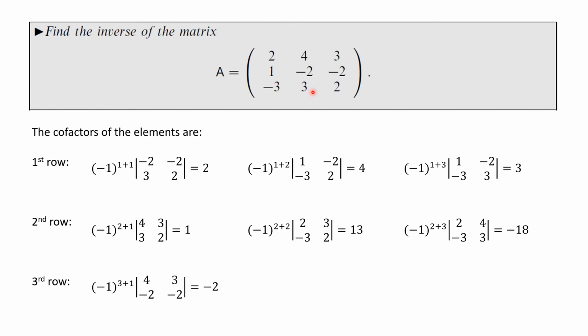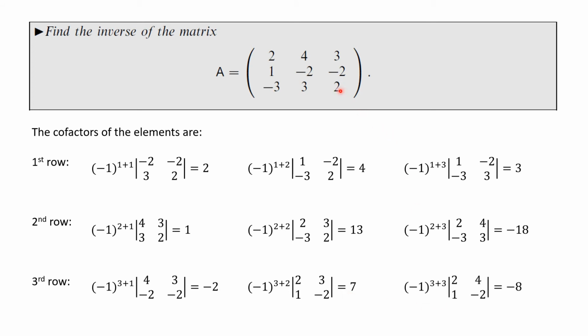For your A32, we have negative 1 raised to 3 plus 2 times the determinant of the square matrix composed of your 2, 1, 3, and negative 2. You have negative 1 raised to 5 is equal to negative 1 times the determinant of the square matrix. Your cofactor is equal to 7.